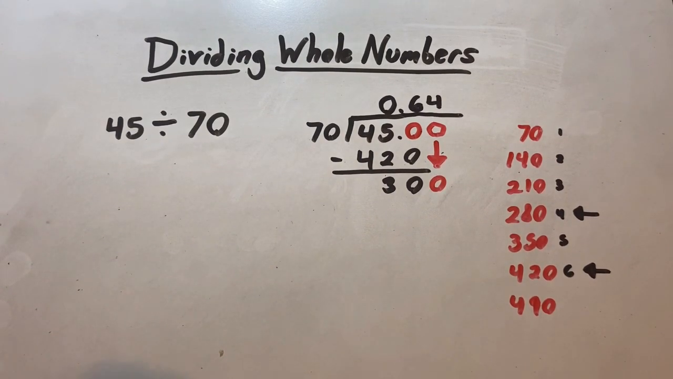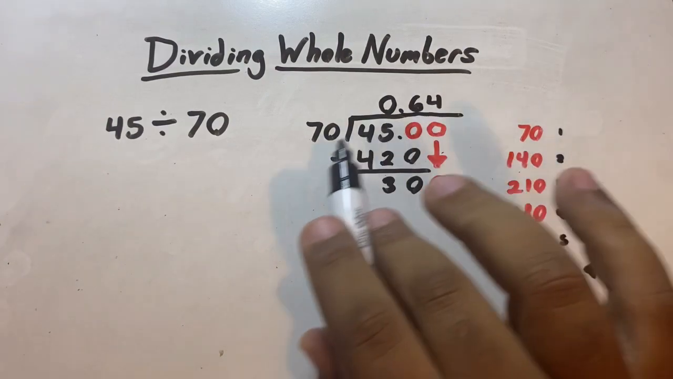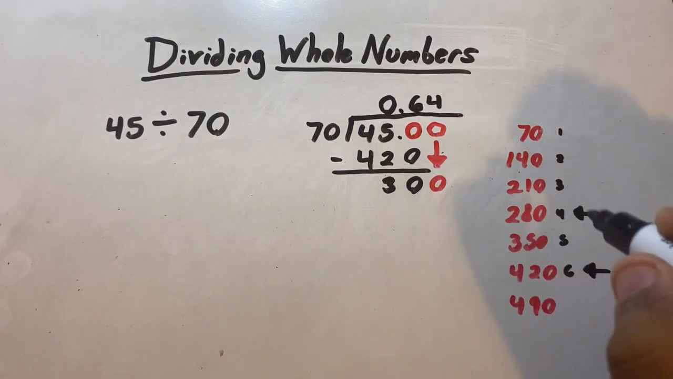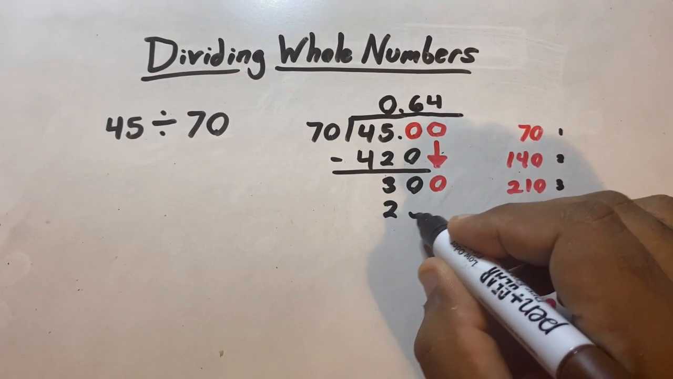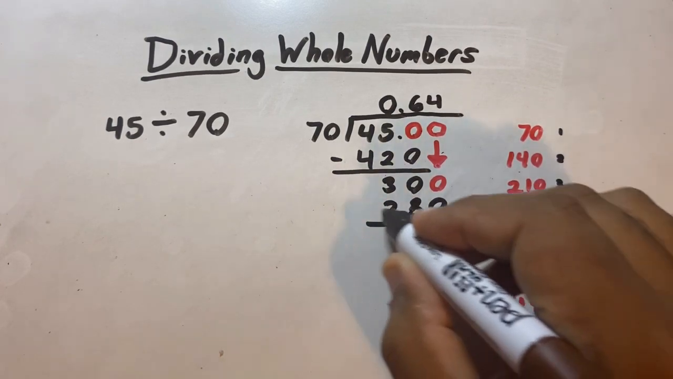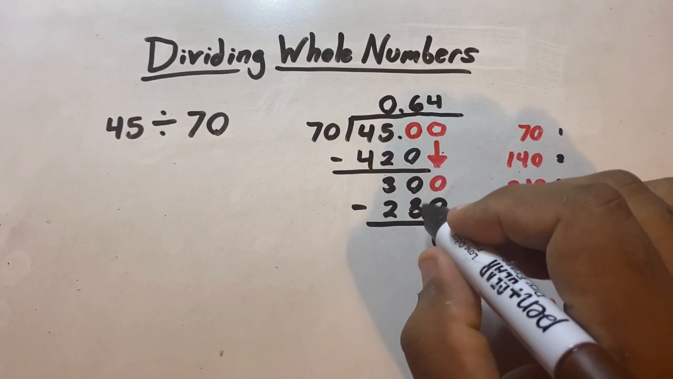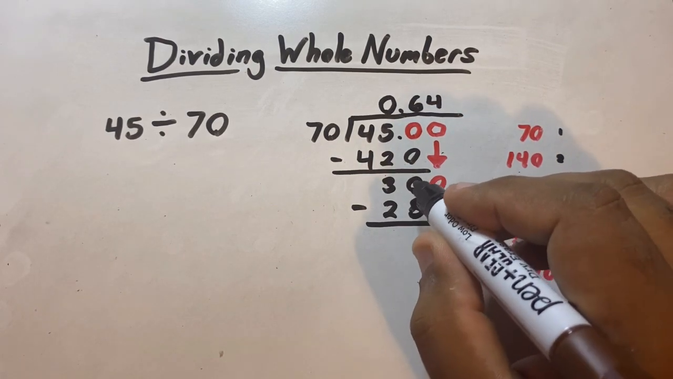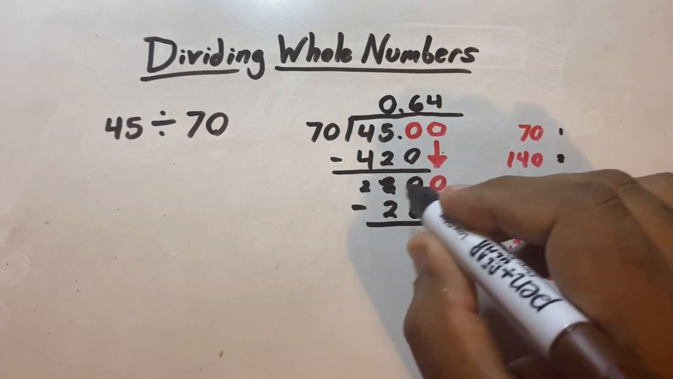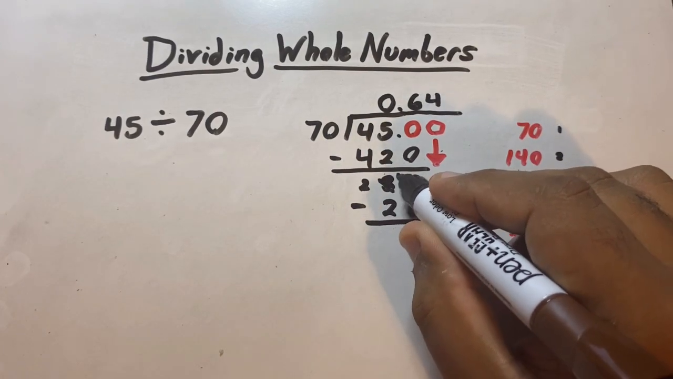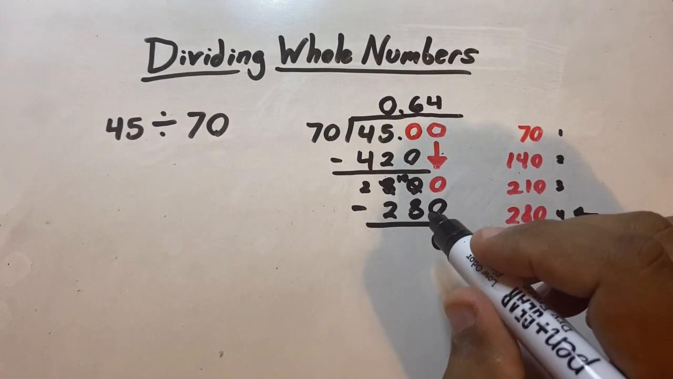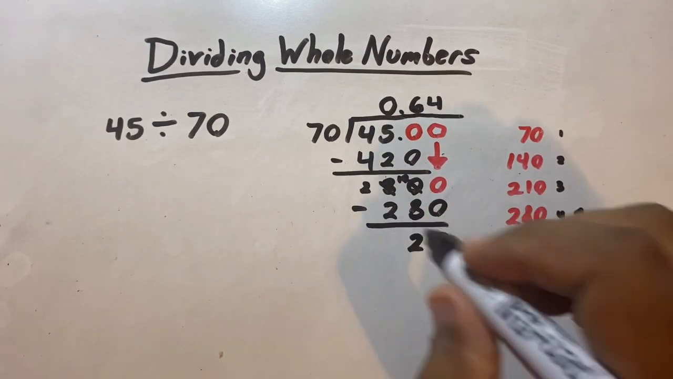So let's do 4 times 70 and we know that's going to give us 280. Then we subtract. 0 minus 0, 0. We can't do 0 minus 8, so we have to borrow. So this 3 becomes a 2 and this 0 becomes a 10. So 10 minus 8 is 2. And then 2 minus 2 is 0.